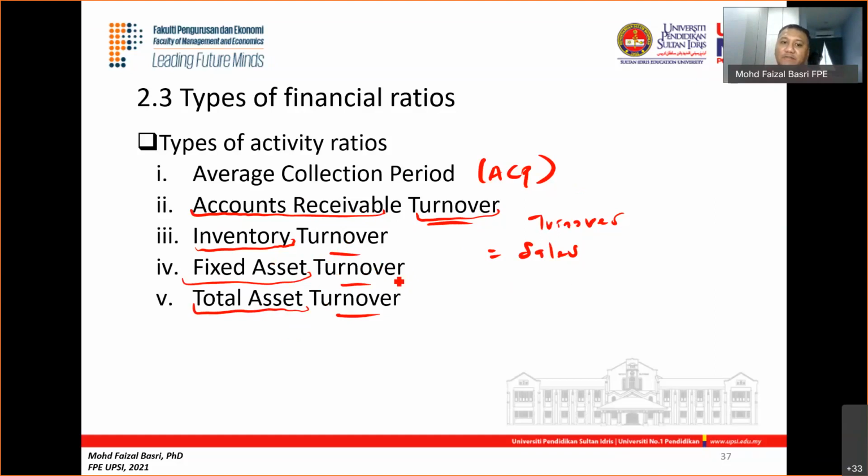Okay, so the turnover ratio can represent 2 things if you want to memorize the ratio. First is the name of the sales turnover. Second, the positioning. All right, so let's look at the first one, account receivable.